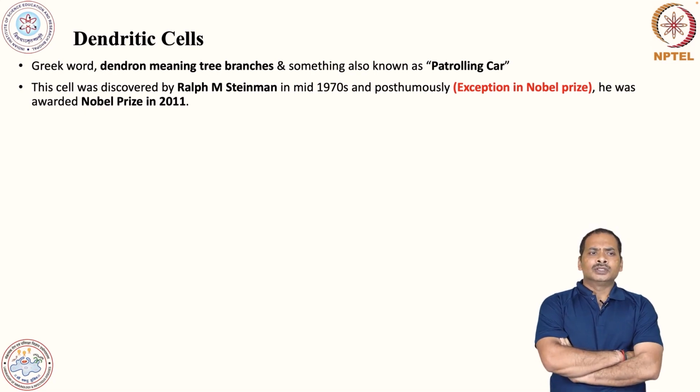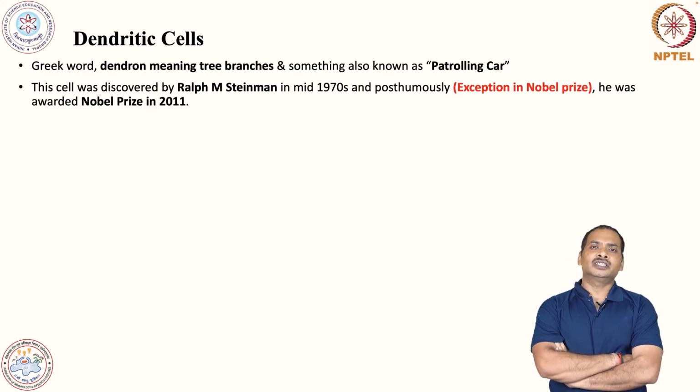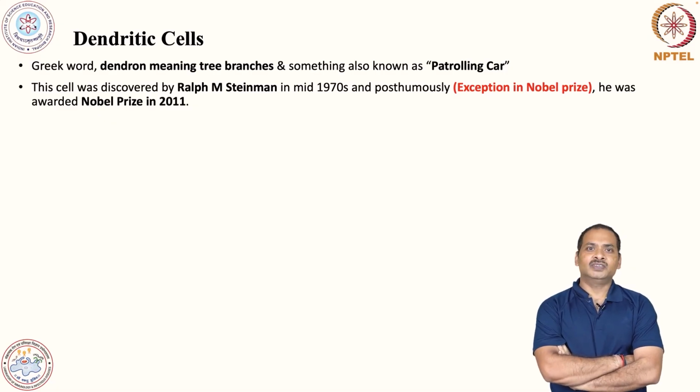So this is a kind of exception, and he got this Nobel Prize in 2011 along with two more scientists. Their names are Bruce Beutler and Jules Hoffmann. I will discuss their work when I take up the pattern recognition receptors.